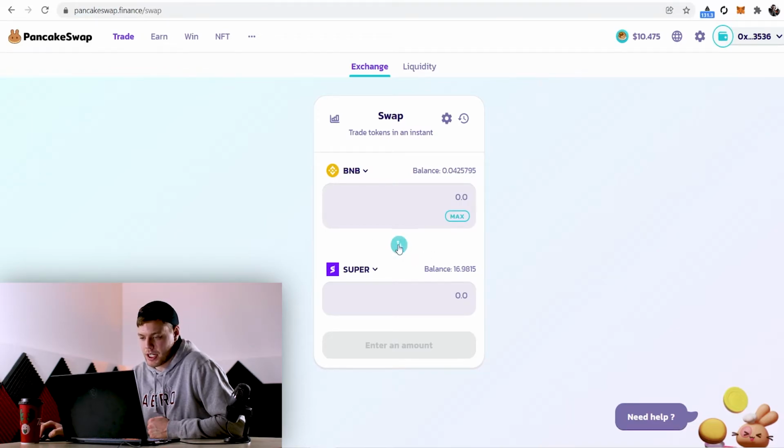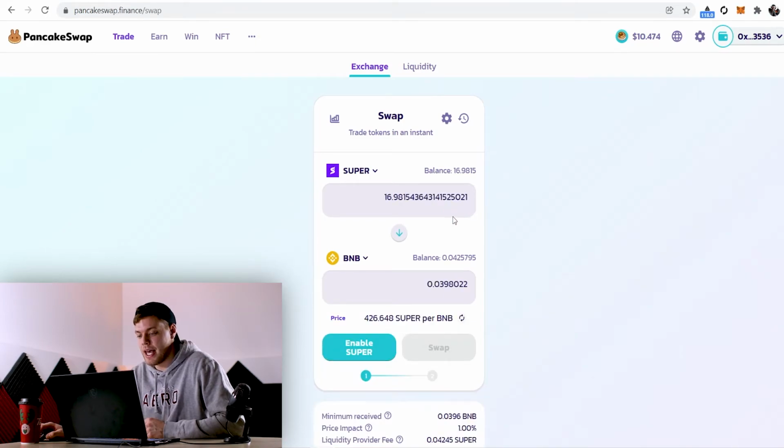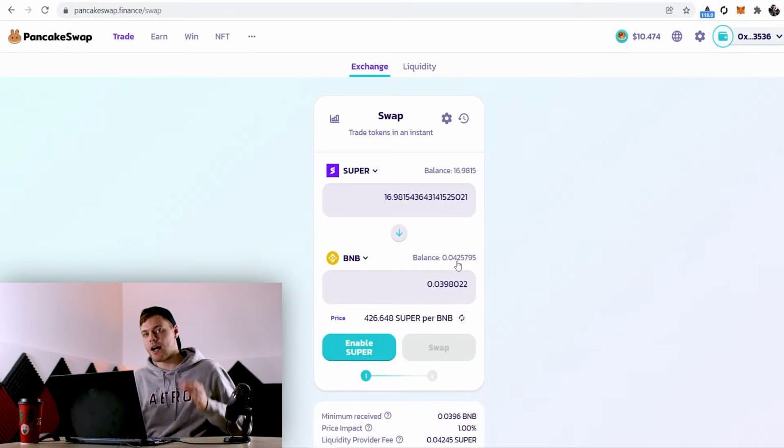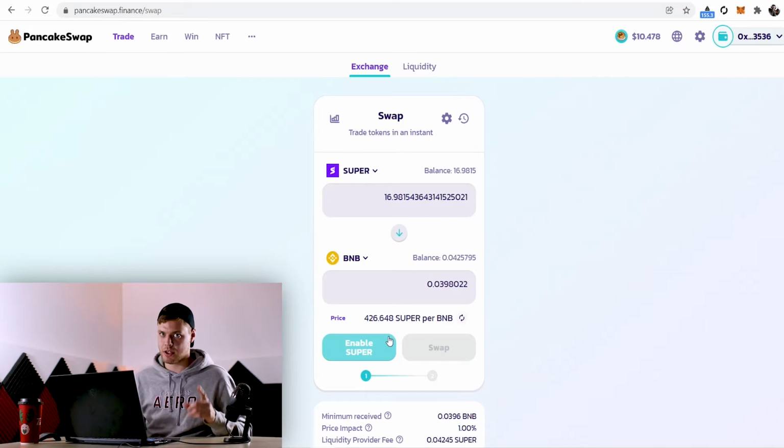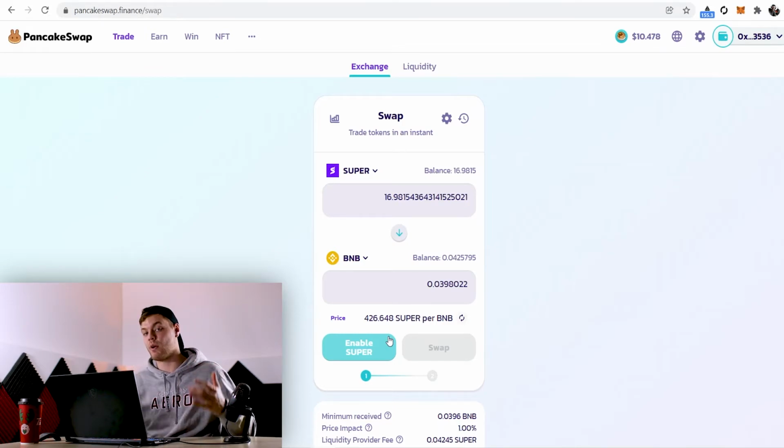All you're going to have to do is click this button right here to swap the values. You can see we're going from Superfarm back into BNB. I'm going to go ahead and click max. And one thing to note is that the first time you go to sell a token on any decentralized exchange, you are first going to have to give that decentralized exchange the ability and the permissions to sell that token on your behalf. That's what this button is right here. This only happens the first time that you sell a token. Once you enable it once for the token that you're selling, you won't have to enable it for that specific token in the future if you want to sell more of it.